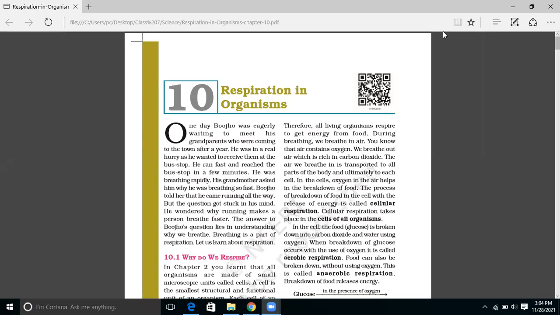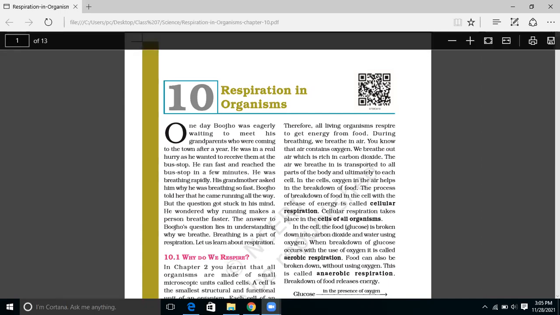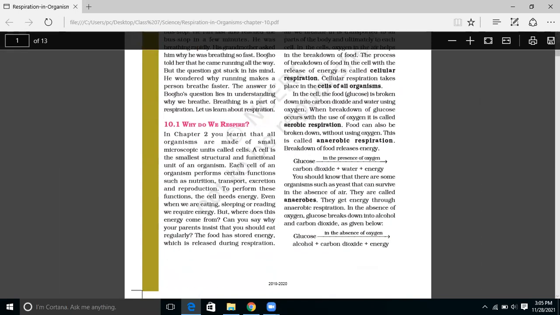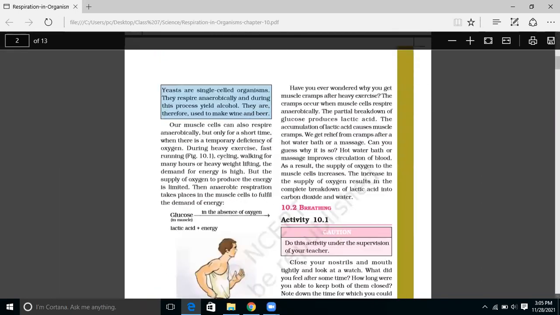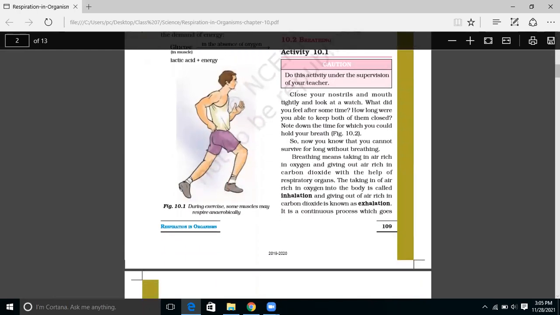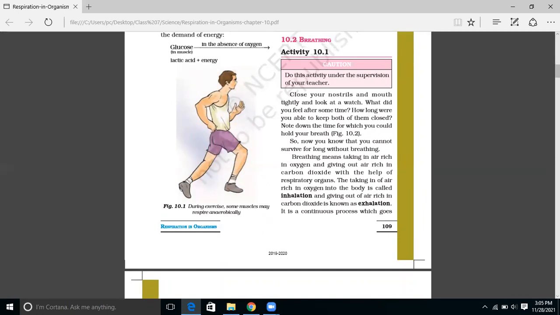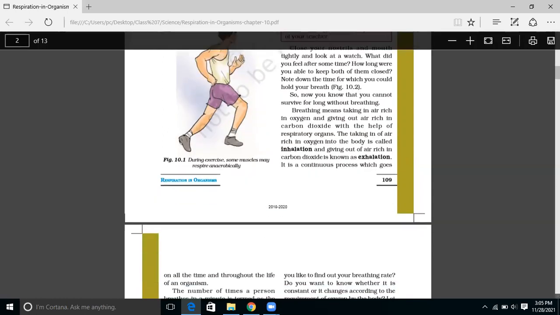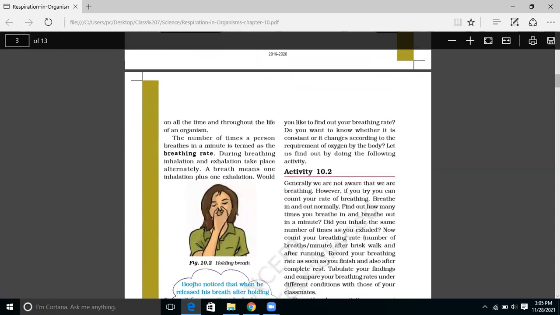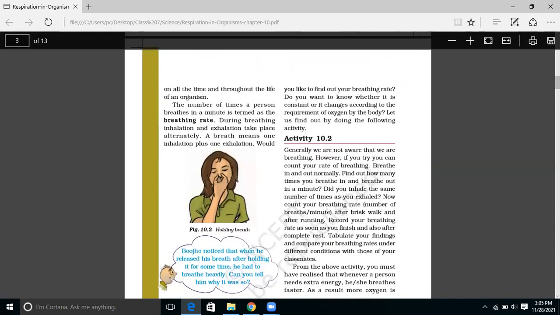Hello students, let us continue to study Chapter 10, Respiration in Organisms. So we learned why do we respire, and breathing is a part of the respiration. There is breakdown of food in the cells through cellular respiration. There is aerobic, anaerobic respiration, partial breakdown of glucose leads to the formation of lactic acid. Then in breathing, we spoke about the inhalation and the exhalation. Then the number of times a person breathes, which was called the breathing rate.